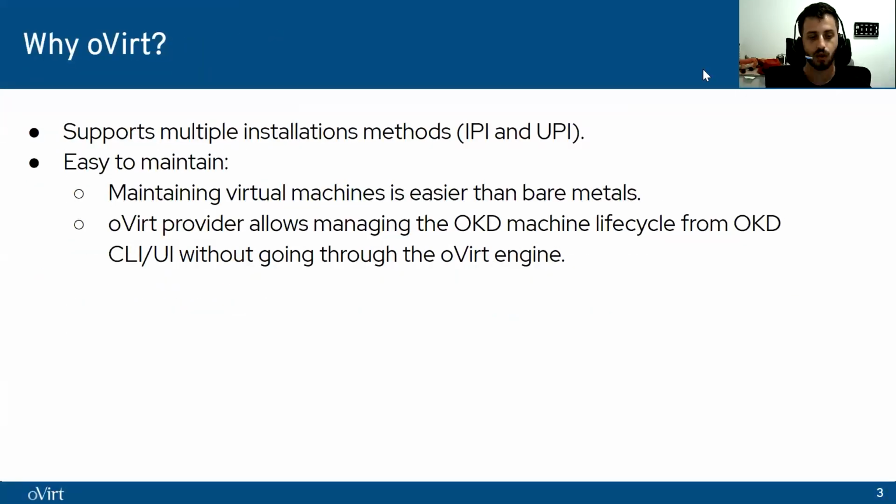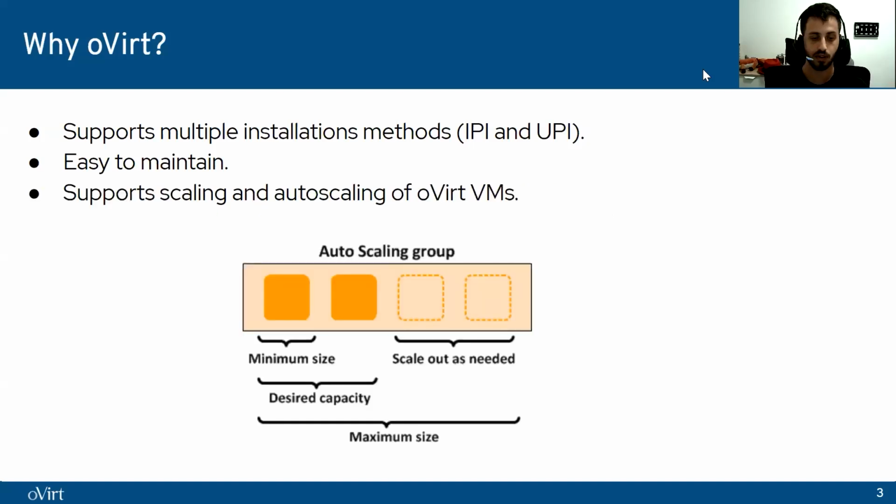Another reason to install OKD on top of oVirt is the ease of maintenance. Basically, maintaining oVirt VMs is much easier than maintaining bare metals, especially when it comes to OpenShift. Plus, the oVirt provider allows us to manage the OKD machine lifecycle from OKD itself, whether it's the CLI or UI. But the user doesn't have to be an oVirt admin, and doesn't have to go through the oVirt UI for creating new VMs, for example. Plus, as I already mentioned, we support scaling and auto-scaling of oVirt VMs, something that is not possible if you're doing a bare metal installation.